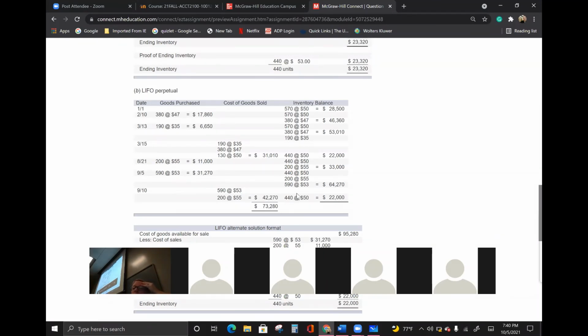And what do I have left over? I have the 440 at $50. So now my ending inventory for LIFO is the 22,000.